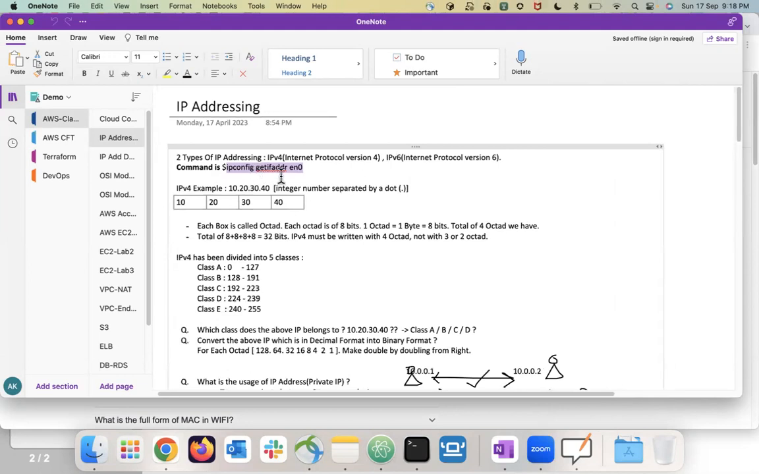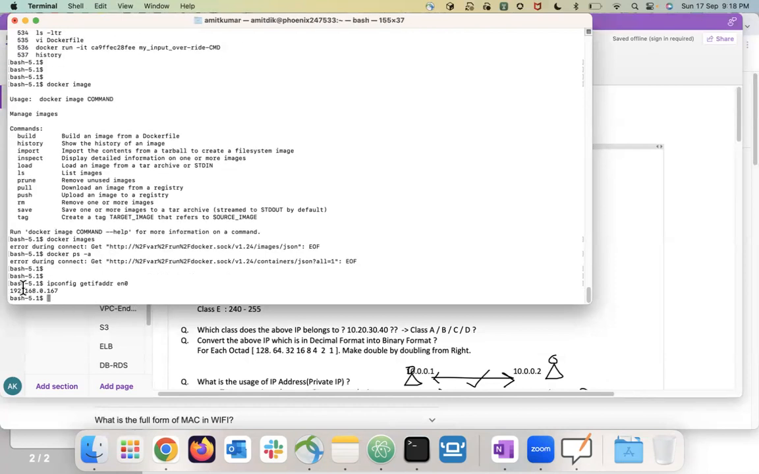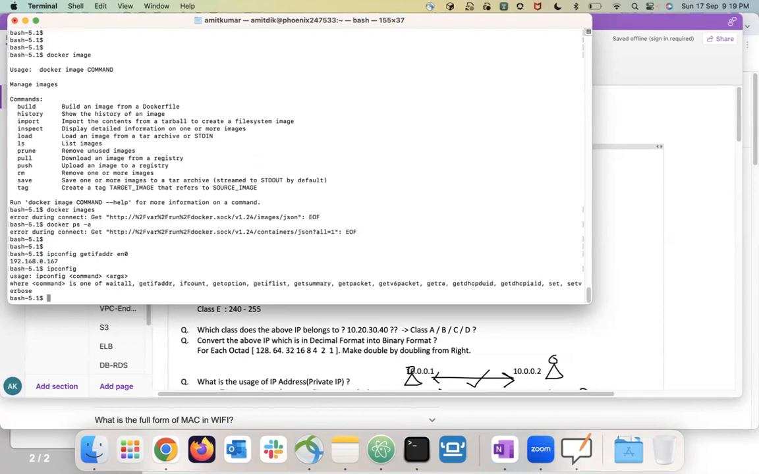How can we find IPv4 in our laptop? Suppose this is a Mac, I will come to the command prompt and type this command: ipconfig getifaddr en0, ethernet 0. So you see this is the IP I got for my address. For a Mac it is like this, or for your Windows, if you open your command prompt, you type ifconfig or ipconfig. Can you type ipconfig or ifconfig in your system?